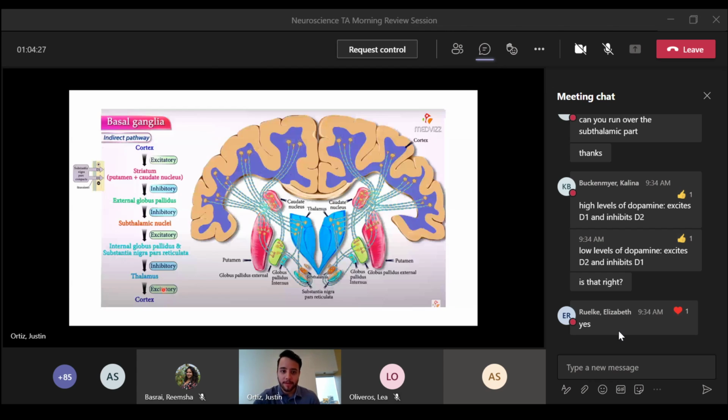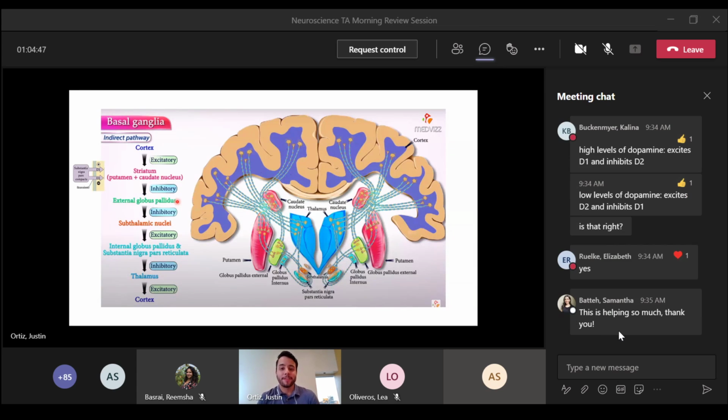Okay, so again, one last recap. We have our cortex and the substantia nigra pars compacta sends low levels of dopamine. D2 neurons are having a party. Indirect pathway is going to be activated, right? So striatum is going to be activated. Striatum inhibits the globus pallidus externus. Globus pallidus externus typically inhibits the subthalamic nuclei, but because the globus pallidus externus is inhibited, it will not be able to inhibit the subthalamic nuclei.